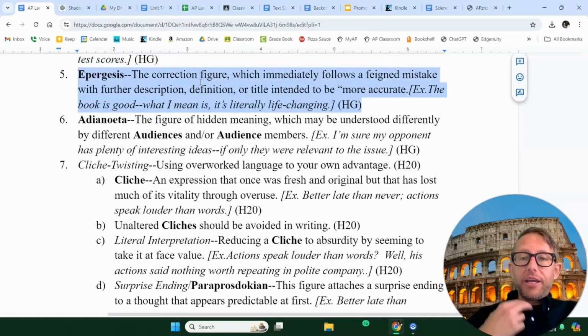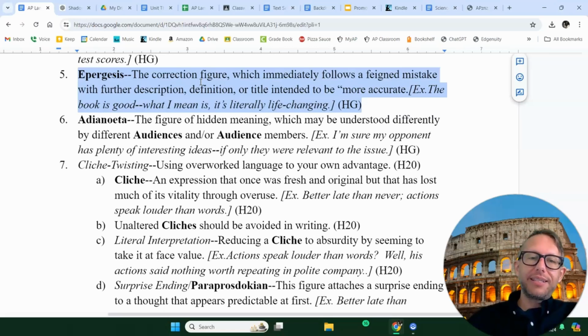This is the correction figure, and I've kind of talked about this with you guys before. The whole concept of the correction figure following a feigned mistake with further description, definition, or title intended to be more accurate. So you've done this to some degree. You're correcting yourself, and really it's deliberate though, and that's an important component of this. You're faking that mistake so that things end up looking more like a mistake when they're really not a mistake.